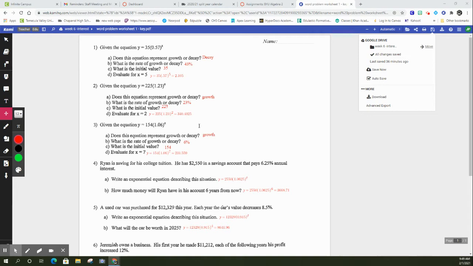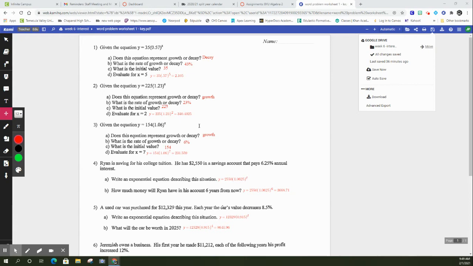Question 1b is actually the most missed question here. It says, what is the rate of, in this case, decay? And so the correct answer is 43%, even though a lot of people want to put 57%. The rate, okay, it's 1 minus r in this case. And so 1 minus r equals 0.57. So the rate is 43%. The 0.57 is the decay factor. And this question is asking for the rate.